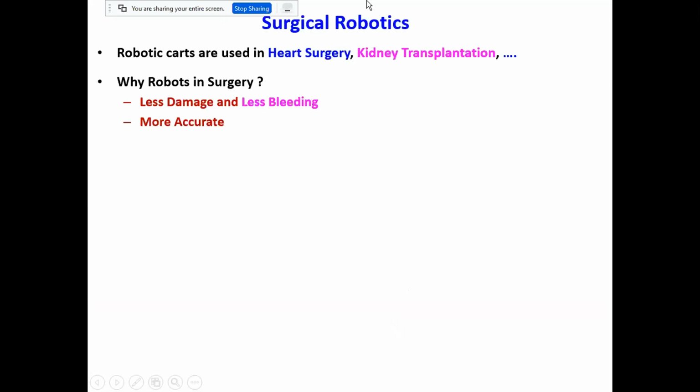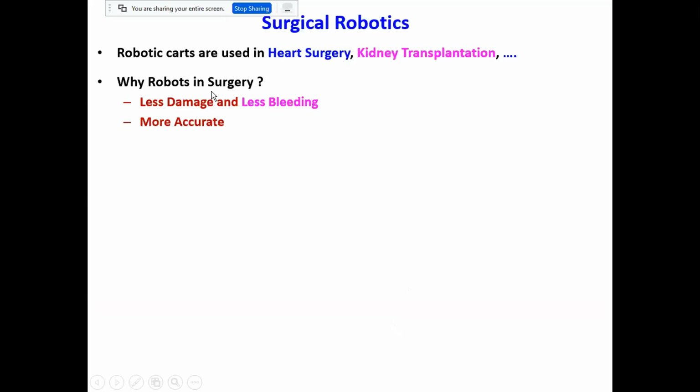Whether it is restricted to this? No. It is extended to surgical robots also. Here, robotic arms are used in heart surgery, kidney transplantation, eye surgery, brain surgery, neurosurgery, orthopedics, radiosurgery, urology, pediatrics, gynecology, and much more, friends. Robotic arms are used along with the surgeon.